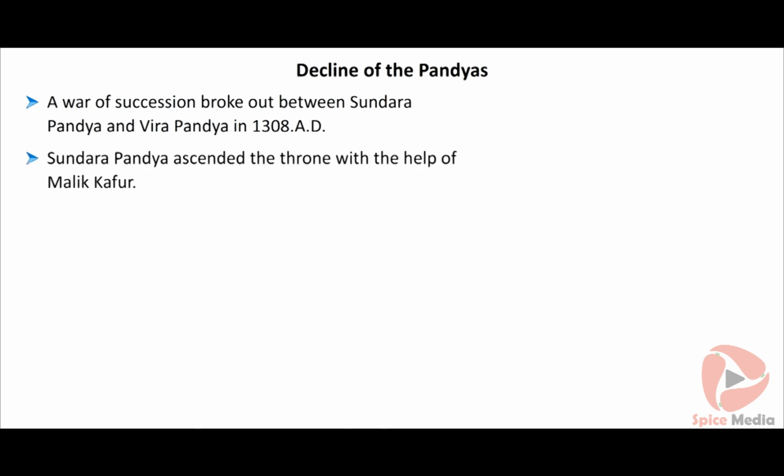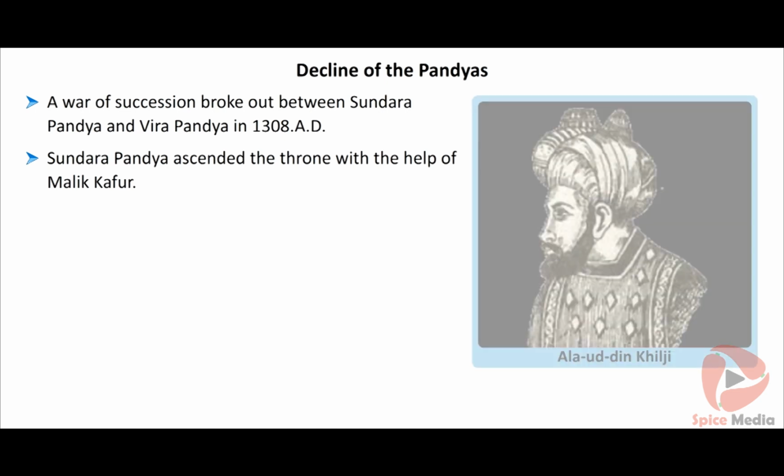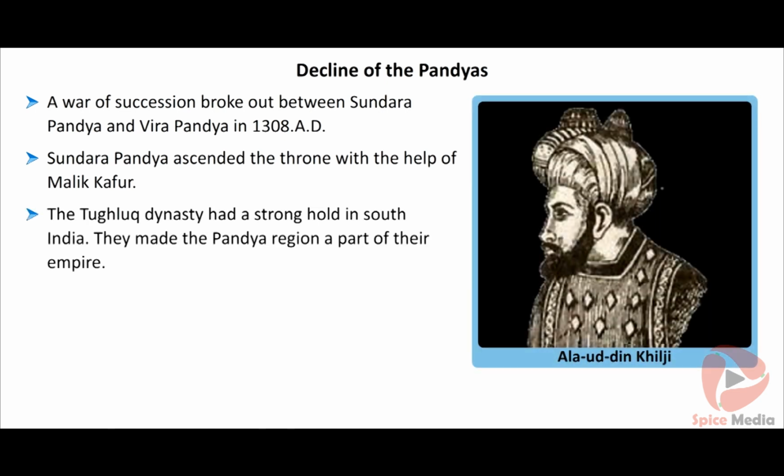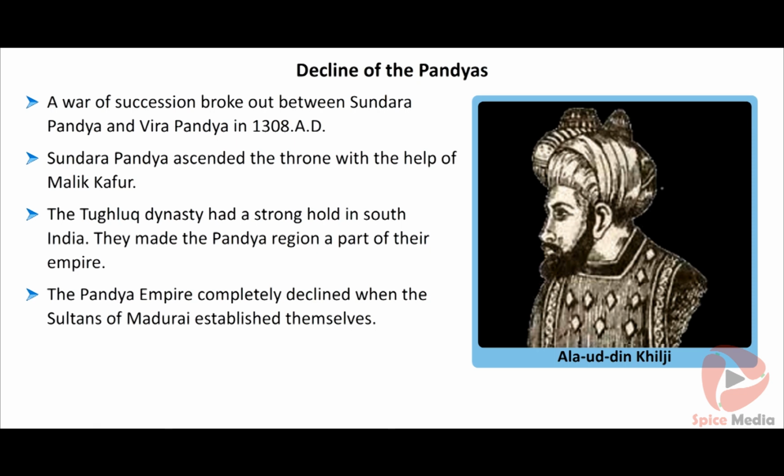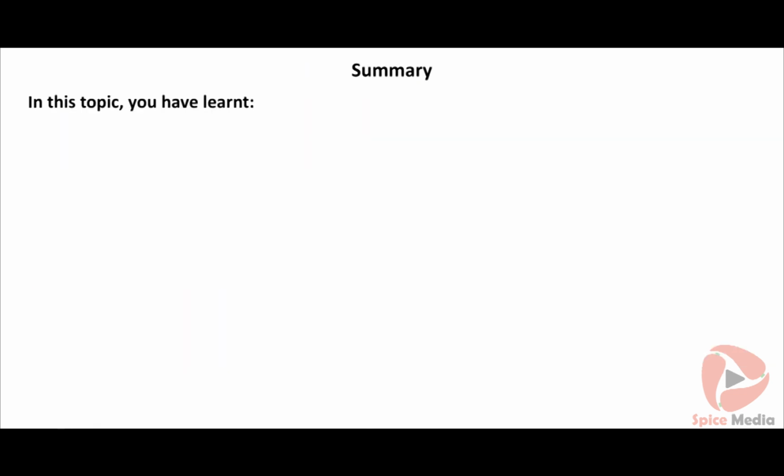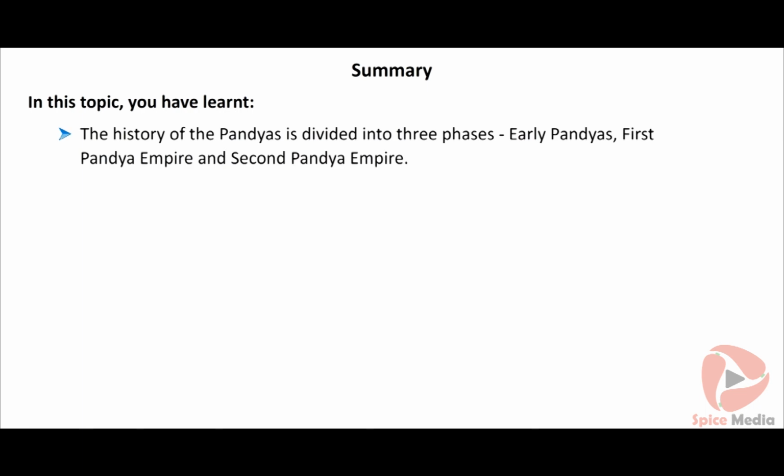He captured Kollam from the Cheras and invaded Ceylon and extended his empire. He took up the title Kolamkonda Pandya. The Pandya power began to decline after him, as a war of succession broke out between his sons, Sundara Pandyan and Veera Pandyan, after his death in 1308 AD.